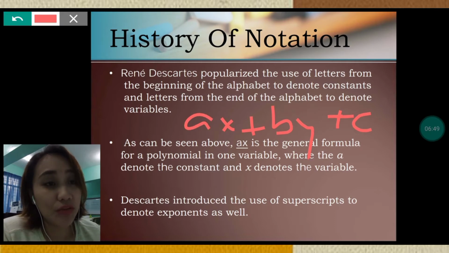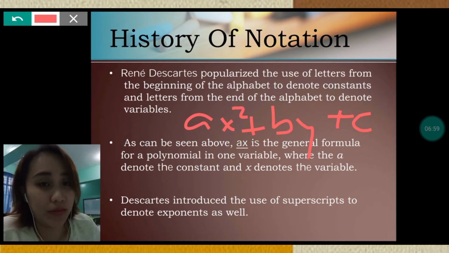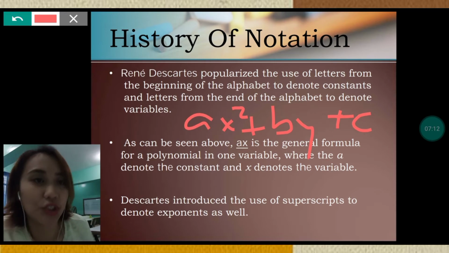Descartes introduced the use of superscripts to denote exponents as well. So if we say superscripts, these are the exponents. These are the numbers placed above a certain variable or a certain constant. And again, in talking about polynomials, always remember that the exponents should be non-negative integers.